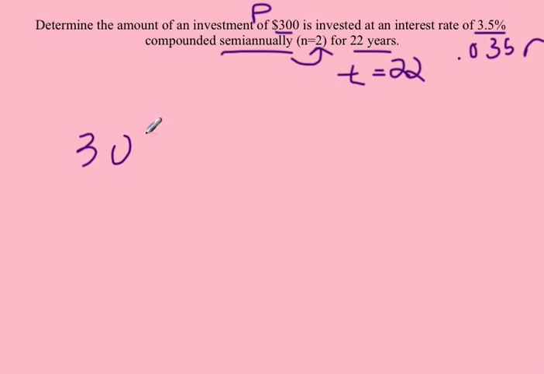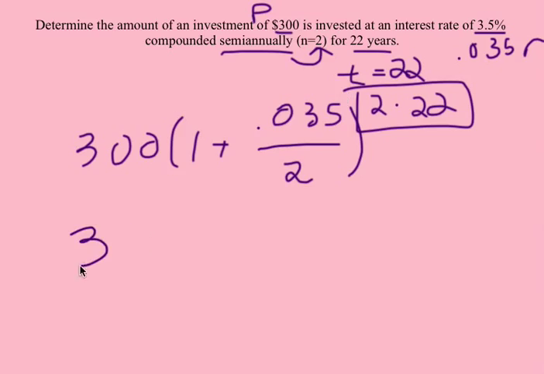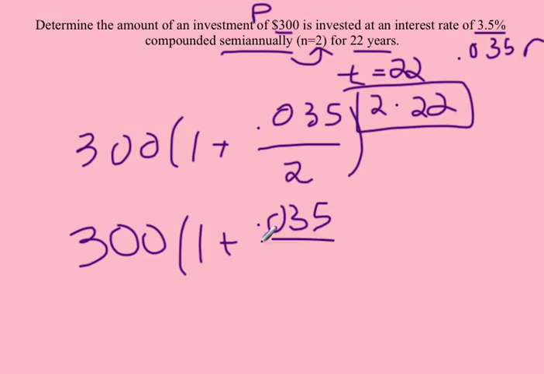So I have 300, and then I have 1 plus 0.035. Now I don't need to put in the P, the R, the T, or the N at this point. Divided by the number of times per year, which is 2, raised to the number of times per year times the number of years. Now you do need to take the extra step to multiply out the exponents. So I'm going to rewrite my equation. You really don't have to simplify in the parenthesis if you don't want to. I usually save that till the end to avoid rounding early. 2 times 22 is 44.